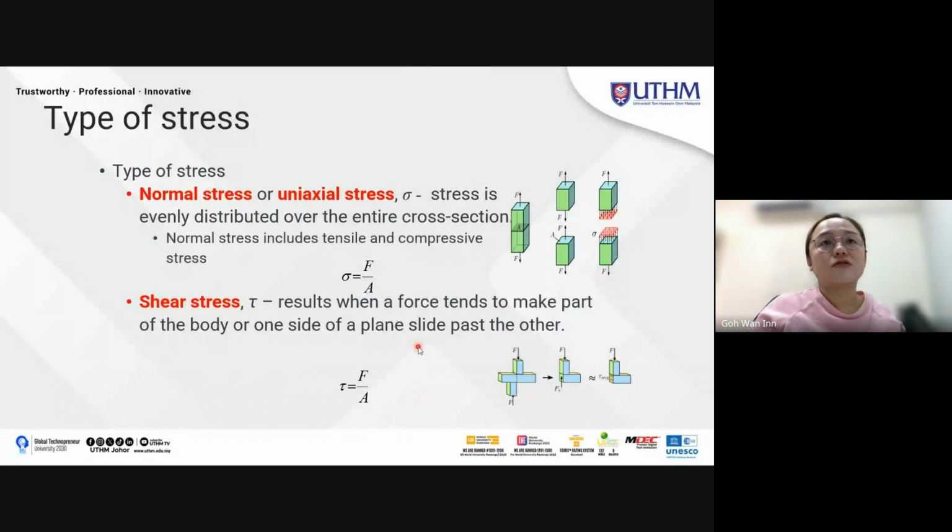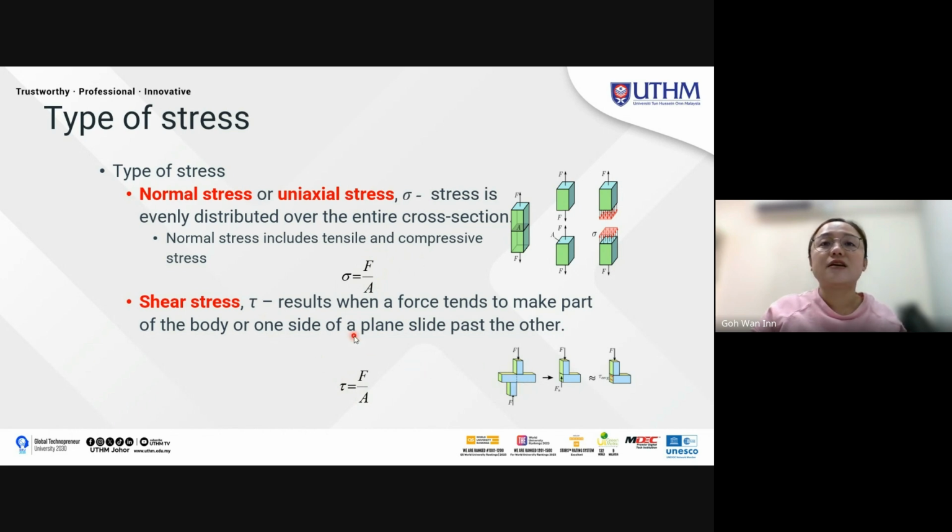Okay, so types of stress. You will have normal stress, or name it axial stress. Normal stress, you will have the stress going upward or going downward. Then the shear stress, tau. This is sigma. Sigma is F over A, the force over the area. Shear stress is tau. Tau is also force over area, but the force effect is different.